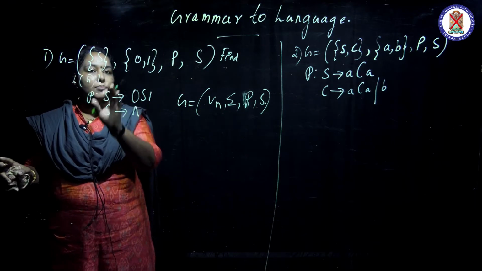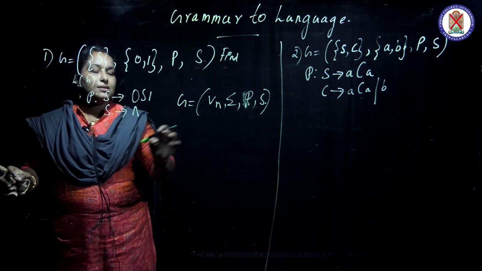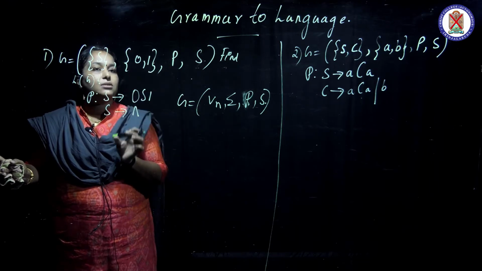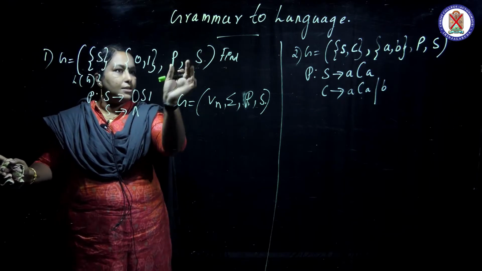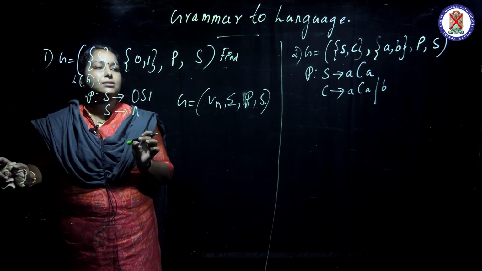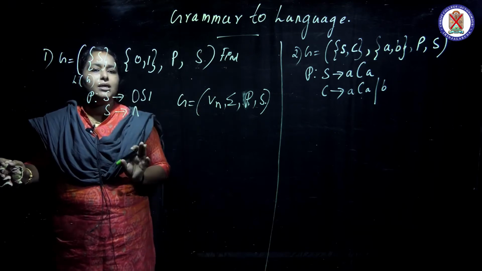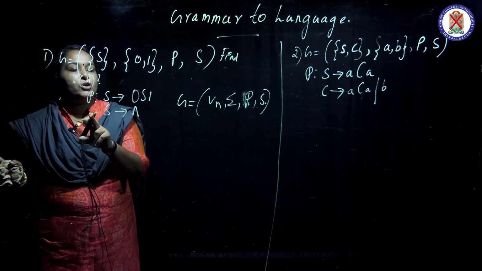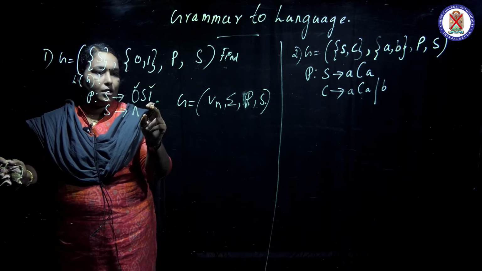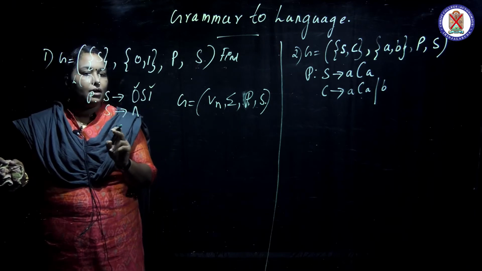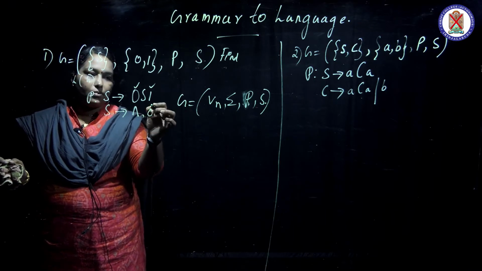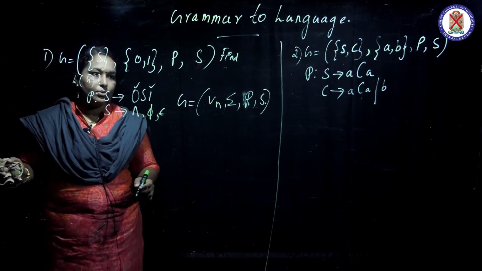Okay, here the grammar is defined as: Vn means S is the variable, S is the only variable here. Sigma is 0, 1, which means our alphabet contains 0 and 1. P means the production, and S is the starting state. So the variable and starting state are the same. Find L of G. You are given the production: S gives 0S1, where 0 and 1 are the sigma and S is the variable, and S derives epsilon. Epsilon can be written in any of these ways.